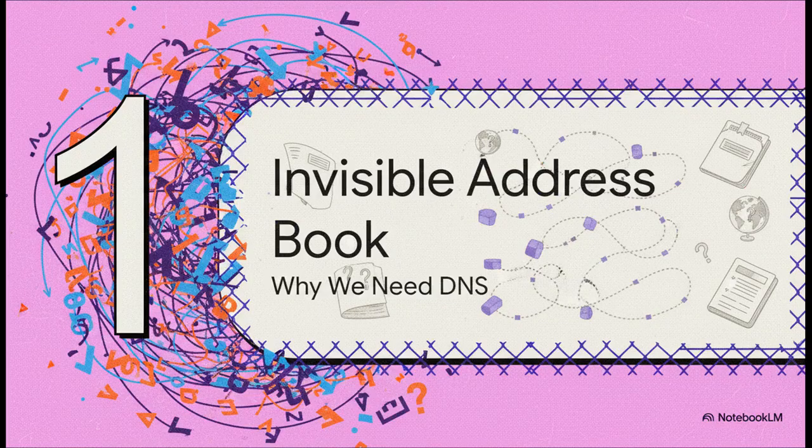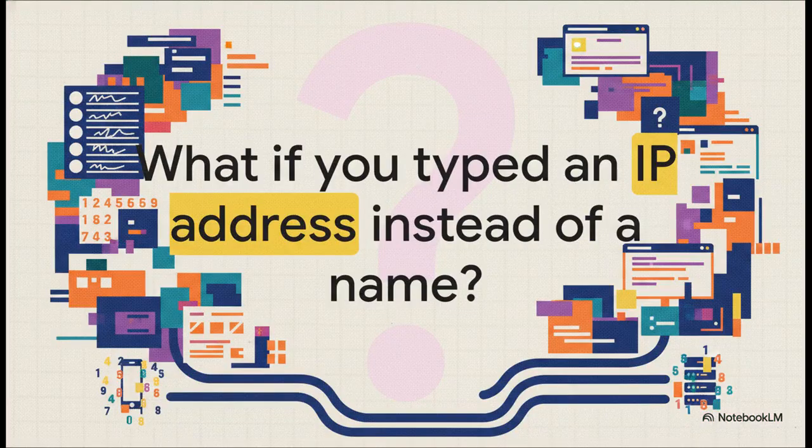All right, let's jump right into Section 1, the invisible address book. Imagine trying to navigate your everyday life without the Contacts app on your smartphone. Just picture it. When you want to call someone, you can't just tap their name, right? You'd have to pull a totally random string of numbers from memory for every single person you know. It'd be a nightmare. Well, that is exactly how the internet works at its very core.